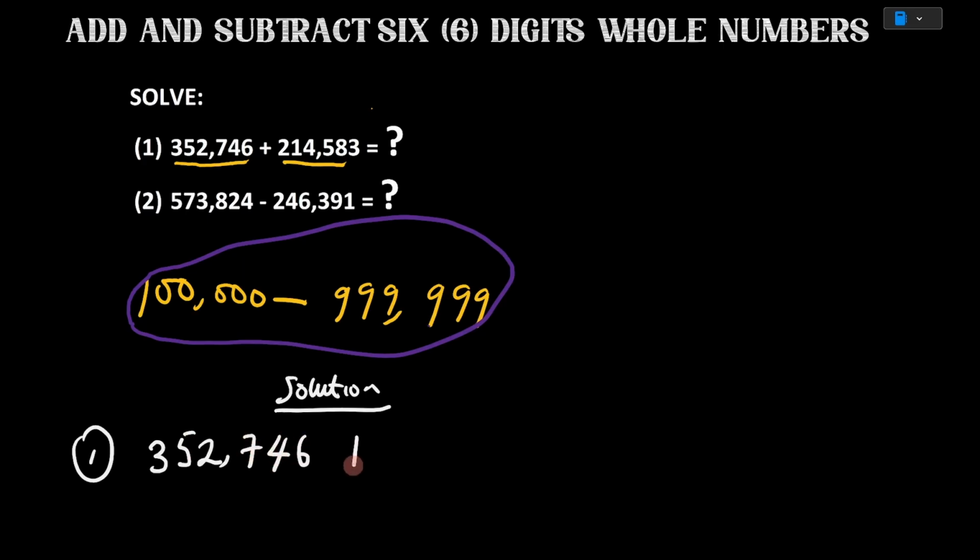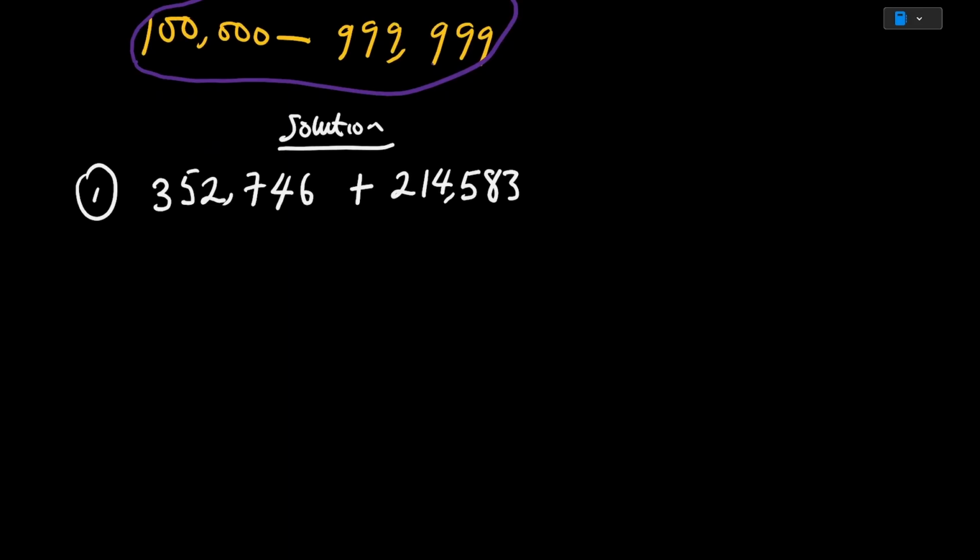Question 1, we are given 352,746. We are told to add it to 214,583. So these are the two numbers that we are going to add together. To add them, we recall our knowledge of the place value system and arrange them in column format, where each digit is properly placed according to its place value. So let's bring up our place value chart for a 6-digit number.